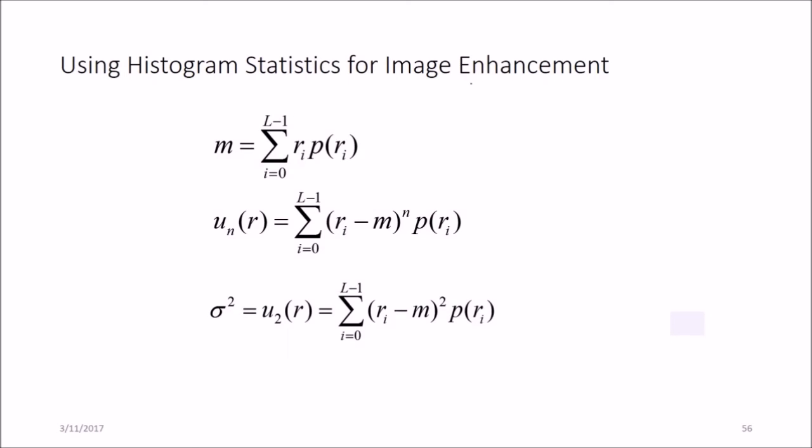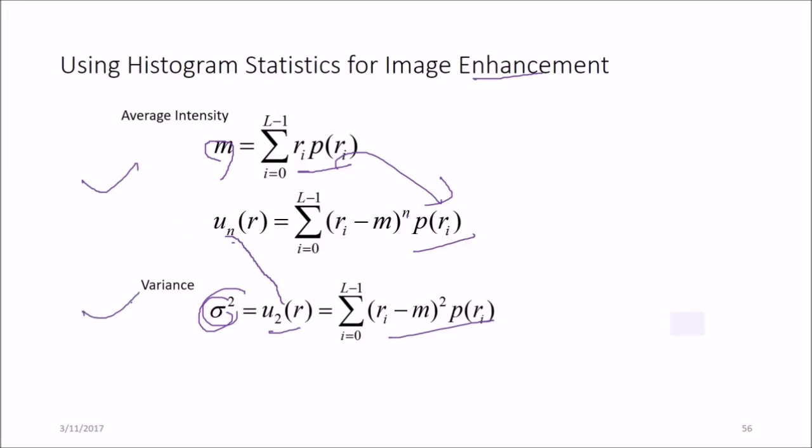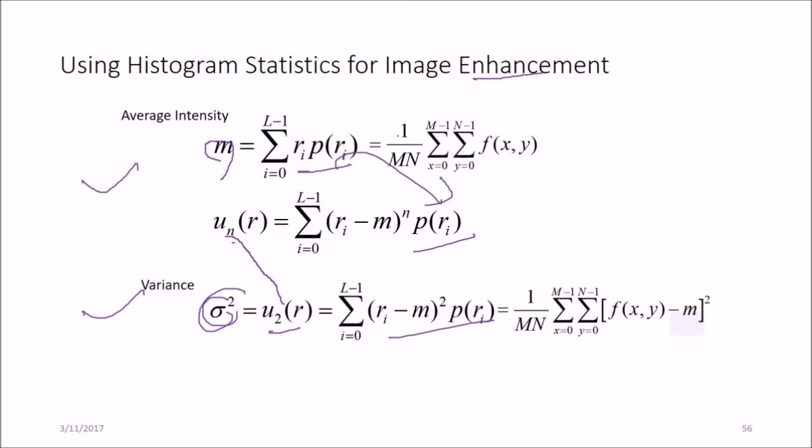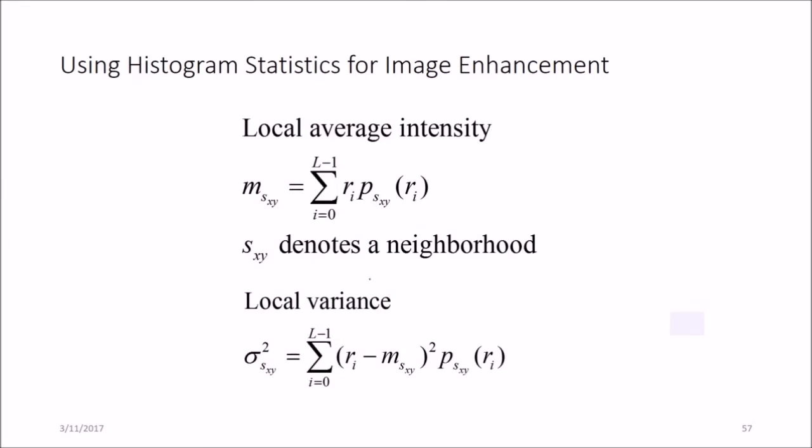Using histogram statistics also, you can do certain image enhancement. For example, you are aware of this: we take the mean m from i equals 0 to L minus 1, and the nth moment u_n is given by the sum of (r_i minus m) to the power n times p(r_i). For sigma square, we take u_2, replacing n by 2. So that will be this expression. This is the average intensity, and this is the variance, sigma square. The mean gives us 1 by MN, the sum from 0 to M minus 1 and 0 to N minus 1 of f(x,y). And the variance gives us 1 by MN, the sum from 0 to M minus 1 and 0 to N minus 1 of (f(x,y) minus m) whole square. Okay, this is the variance.